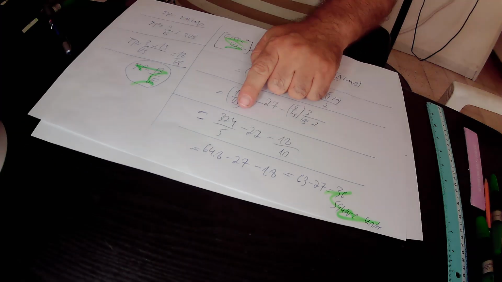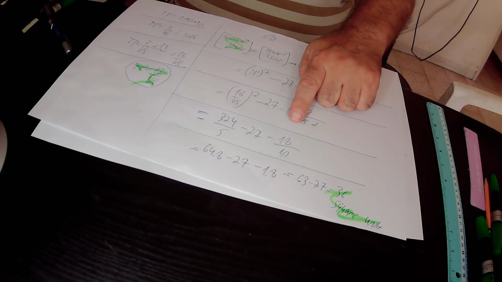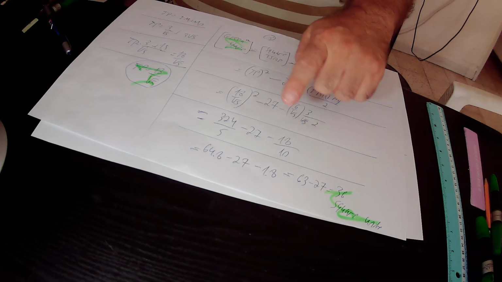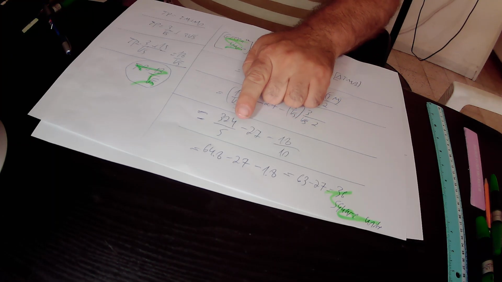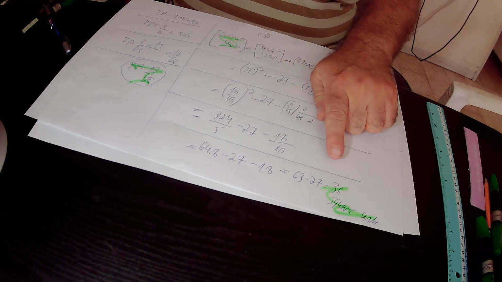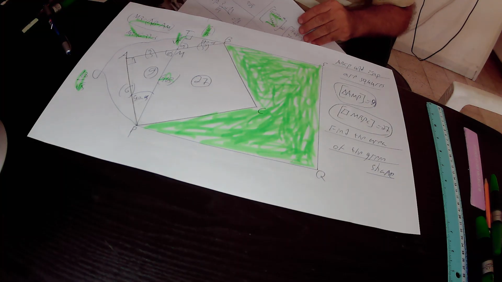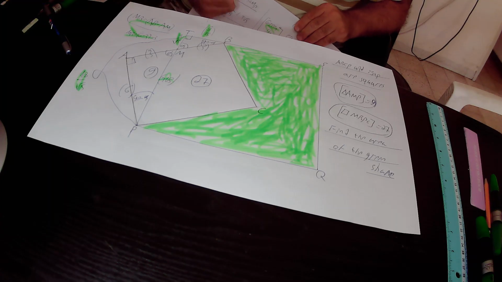324 over 5 is 64.8, minus 27, and minus 18 over 10 is minus 1.8. 64.8 minus 1.8 is 63, minus 27 is 36. So the area of this green shape, the area we are looking for in this question, equals 36 square units.